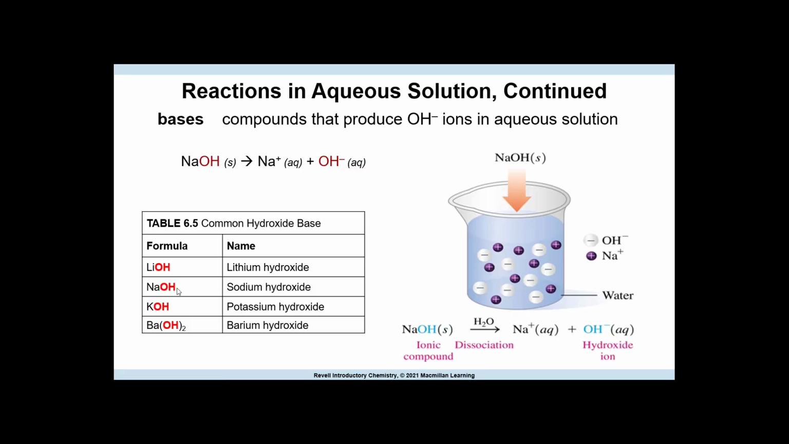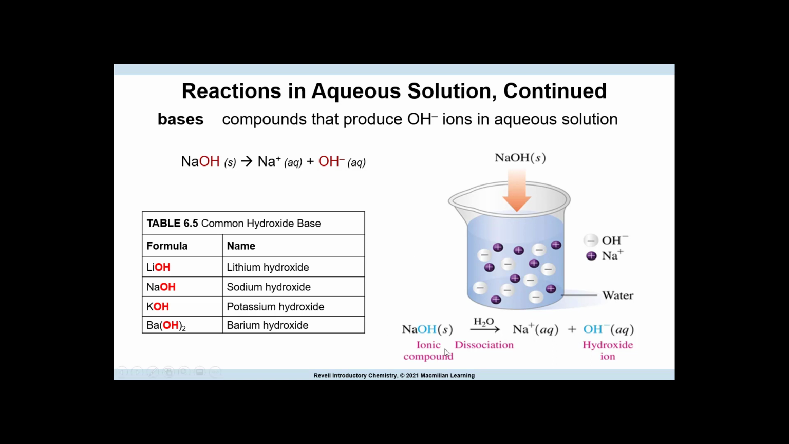Okay, so bases are compounds that produce hydroxide, that's the OH minus that you see here, in aqueous solution. Many common bases are soluble metal hydroxides. So if you see the metals, here's lithium, sodium, potassium, barium, the metal with the hydroxide. In water, these compounds dissociate to give metal cations and hydroxide ions.